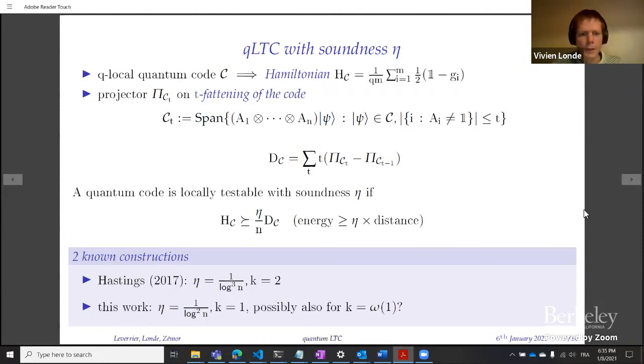And finding such quantum codes is hard. There are only two known constructions. The first one was by Matthew Hastings in 2017, and the second one is in this work, and it gives a slightly better soundness constant.